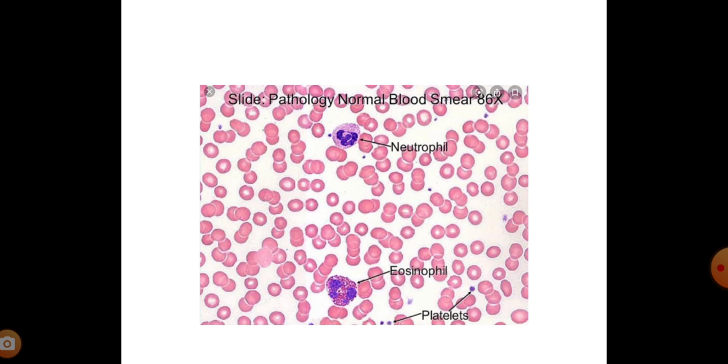So other than neutrophil, eosinophil, you can see other WBCs as well. So what are the other WBCs? Basophil, monocytes and the lymphocytes.